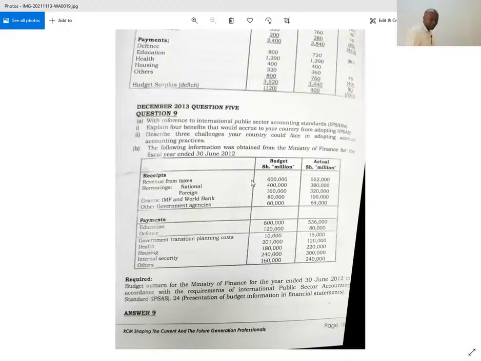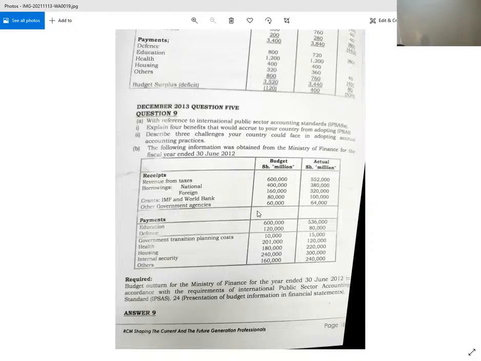Great. So you can see, ladies and gentlemen, here they told us in part A, and this is very popular, with reference to international public sector accounting standards, IPSAS, explain 4 benefits that would accrue to your country from adopting IPSAS. Describe 3 challenges your country could face in adopting accrual accounting practices.